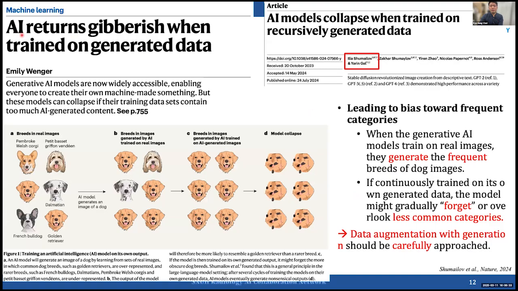Interestingly, a recent Nature paper has argued that AI returns gibberish when trained on generated data. In other words, AI models collapse when they're trained on recursively generated data. When generative AI models train on real images, they generate the frequent classes of the images. When they're continuously trained on their own generated data, they gradually forget less common categories. So remember that data augmentation with generation should be carefully approached.